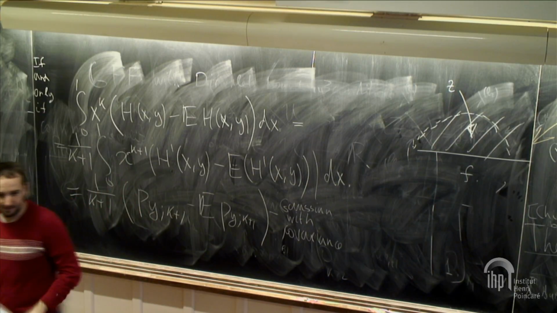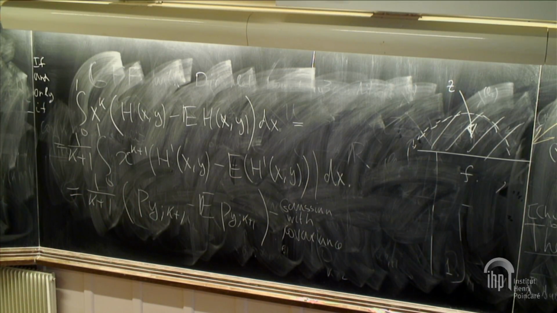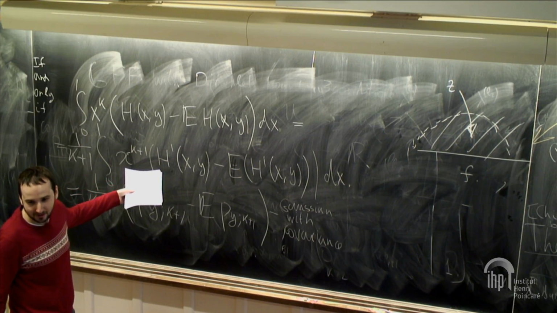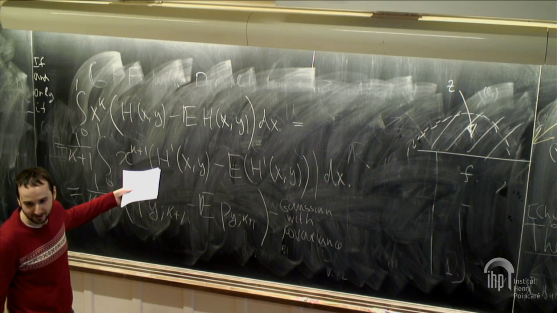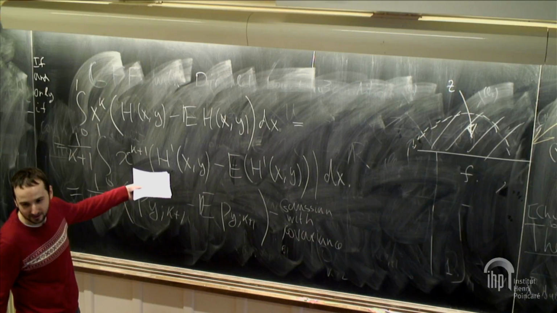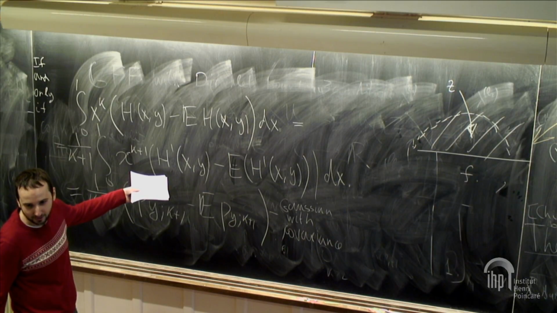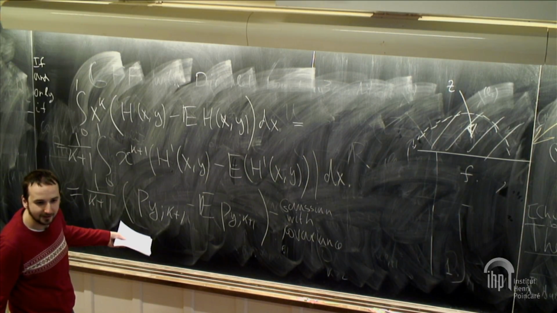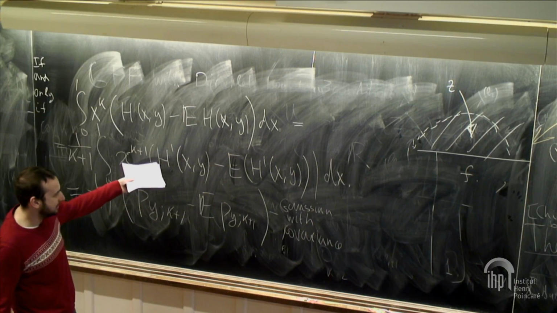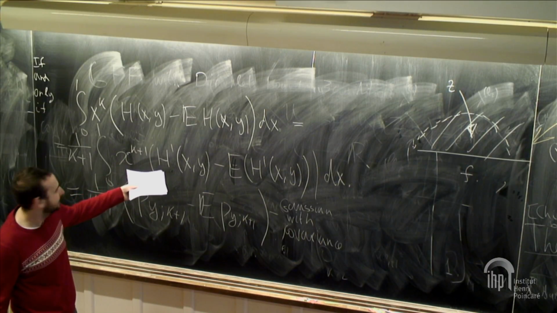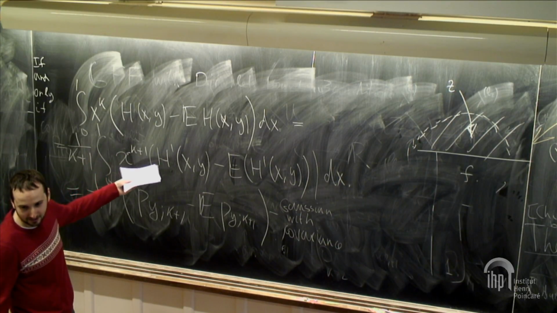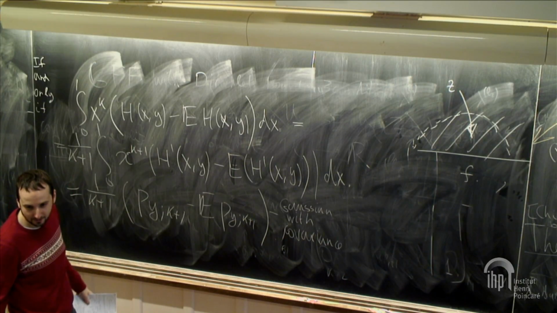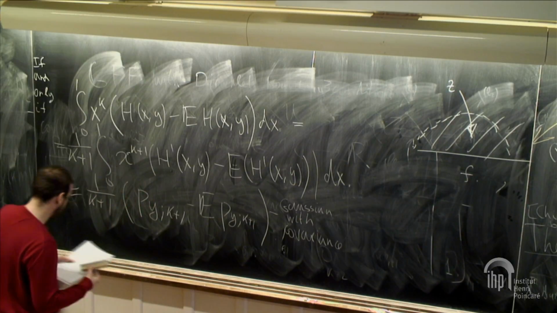Sorry, can you explain the passage between the second and the third line? Yes. What is the derivative of h? h is a step function which makes jumps at the particles of our configuration. So the derivative will be a sum of delta functions at the points of our configuration. When you integrate x to the k plus 1 with respect to the sum of delta functions, you get just the sum of the positions of these particles raised to the power k plus 1. And that's how you get it.